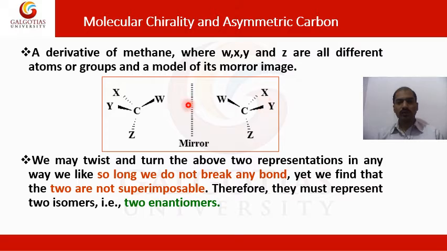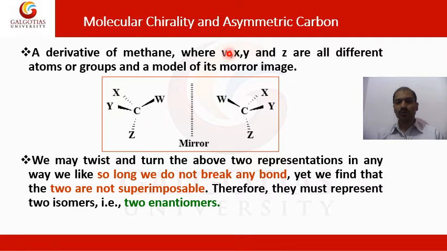So once you try to superimpose these organic molecules, they are not going to be superimposed. So these are non-superimposable. These are basically enantiomers, mirror images of each other. Here a simple example is given. This is a derivative of methane, meaning we have to replace the hydrogens attached to the carbon over here with different groups.